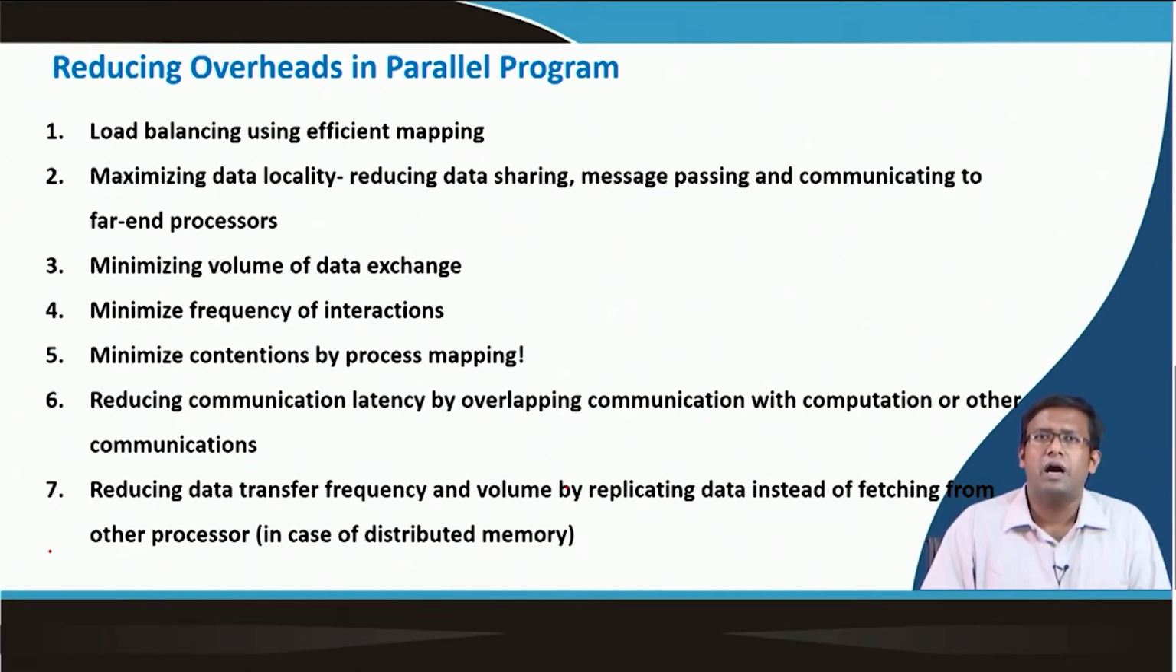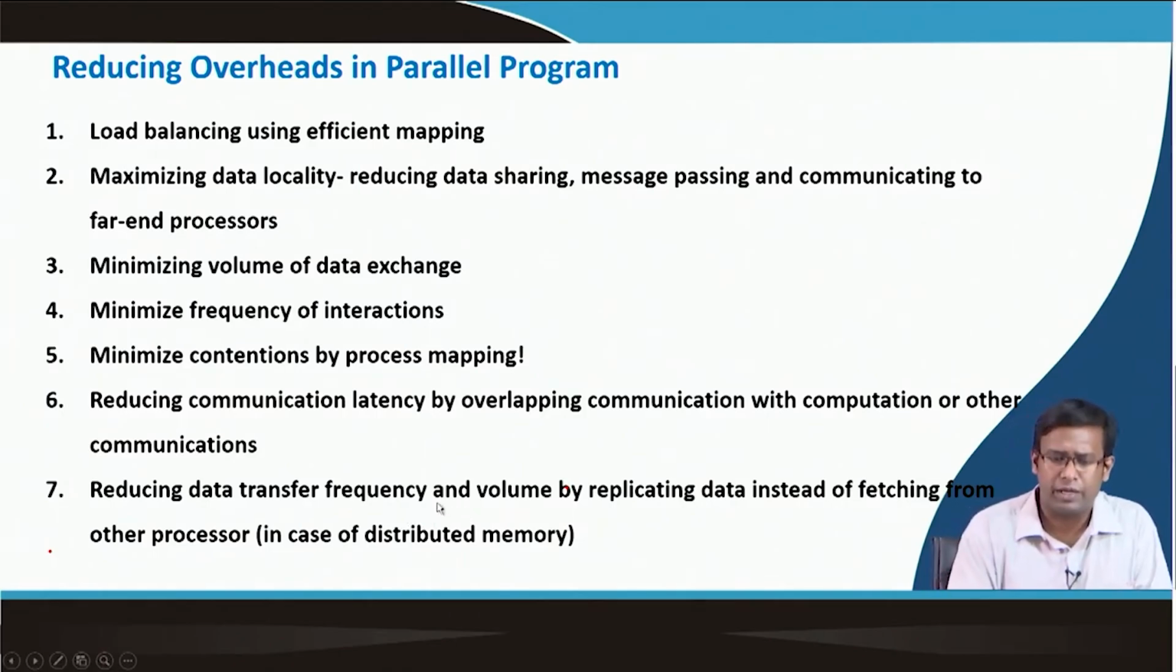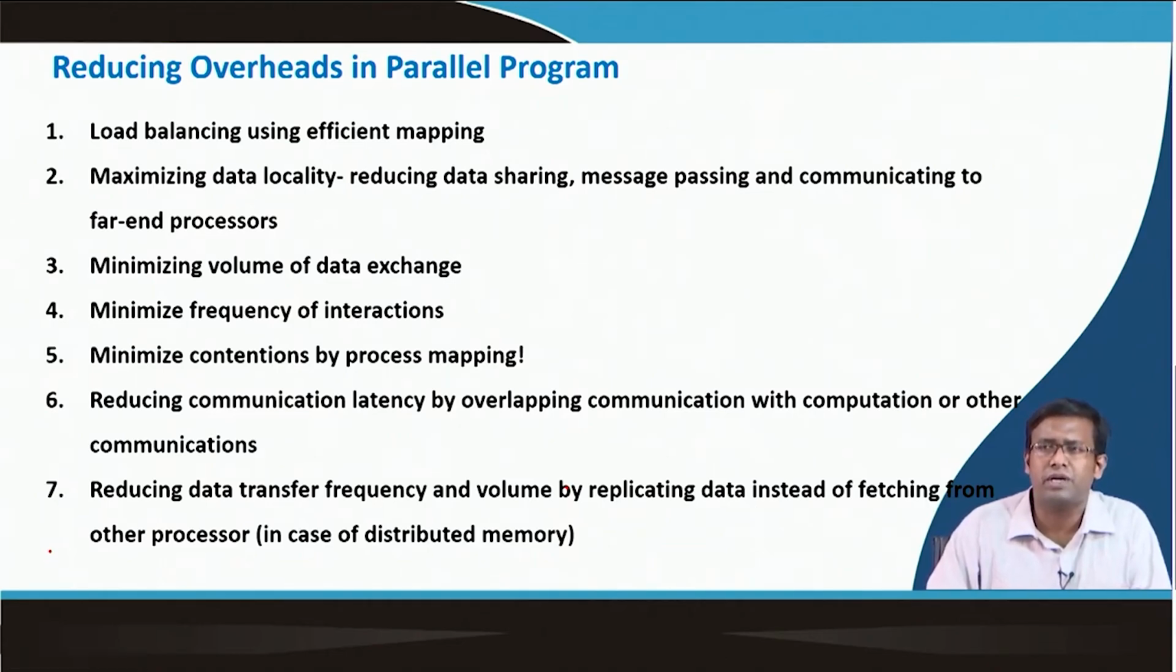So, instead of fetching the data from another processor, if it replicates the data inside itself, that can reduce the communication overhead. However, we can understand that replicating the data itself will take some amount of computational effort. So, we are saving in terms of communication, but the computer will do some extra computation. But usually, and we have seen it earlier also, communication is costlier than computation. So, that might help in reducing the overhead.